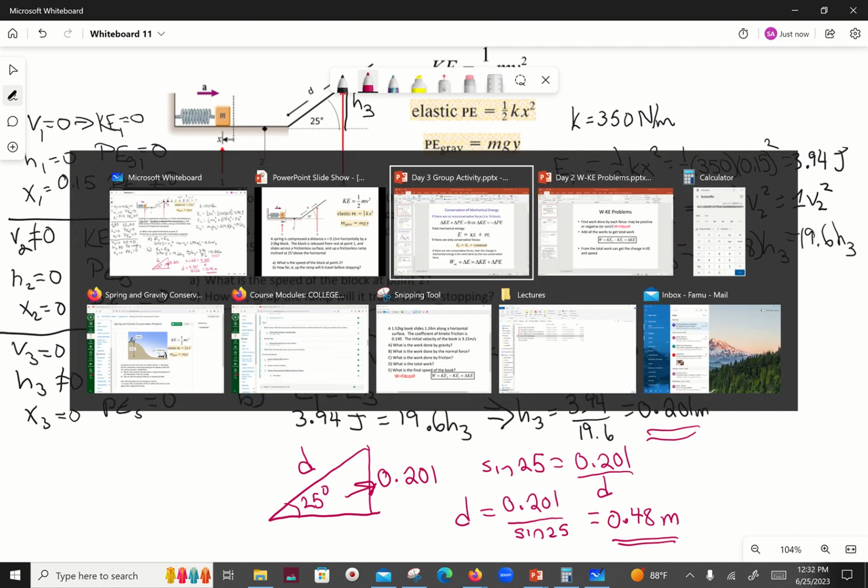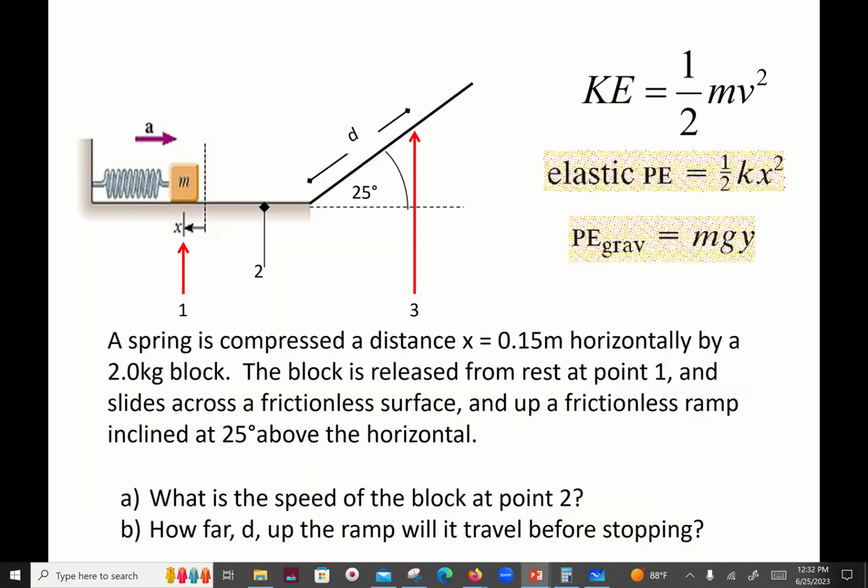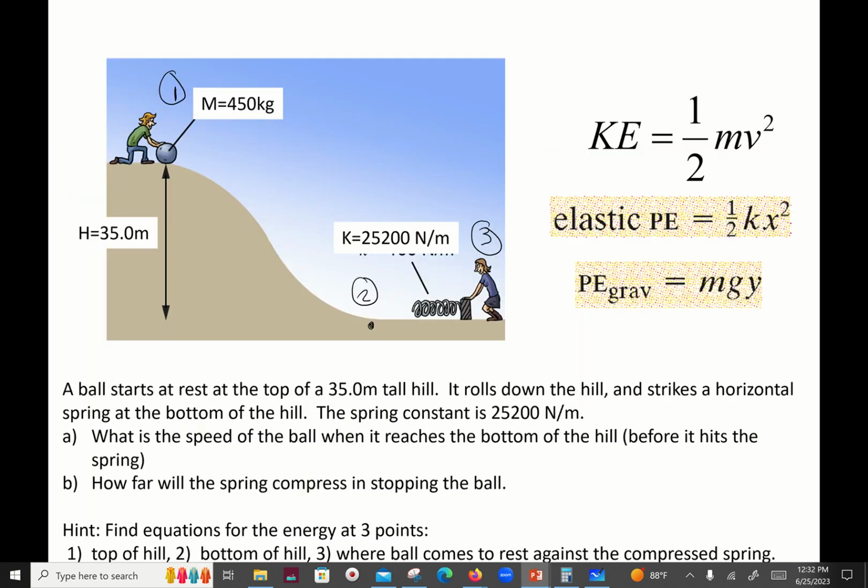So if I go back to my slideshow, the problem that I want you to do is sort of this problem in reverse. We're going to start off with a guy letting go of a ball at the top of a hill, and it's at a height of 450 meters. The ball is going to slide down the hill. At point 2, it's going to be going at its maximum speed.